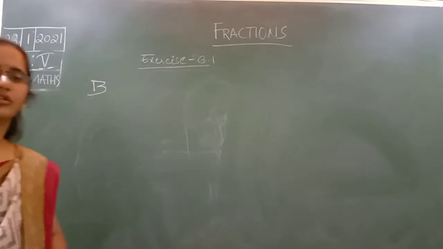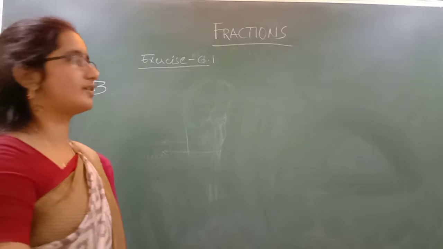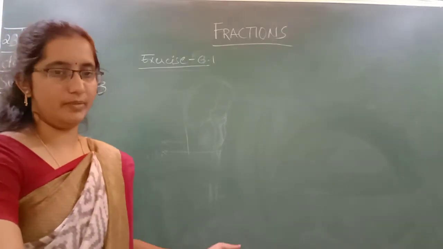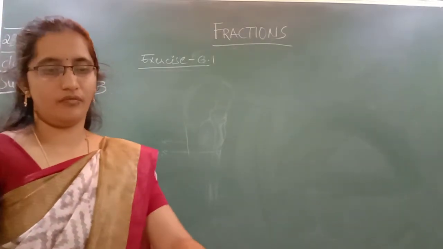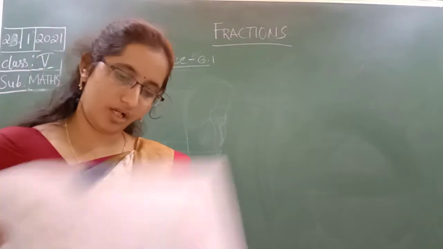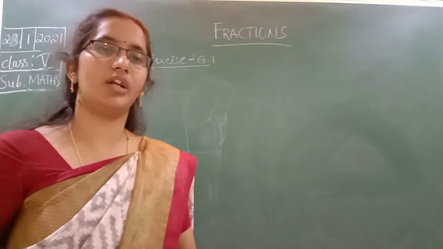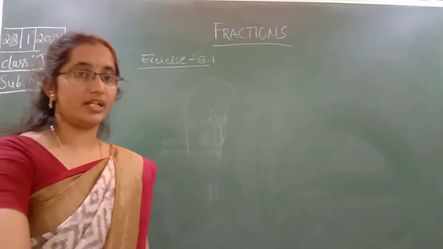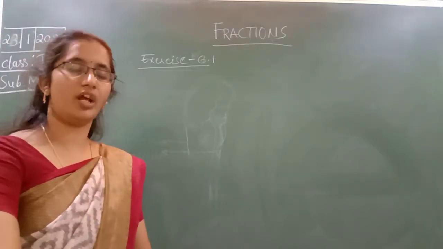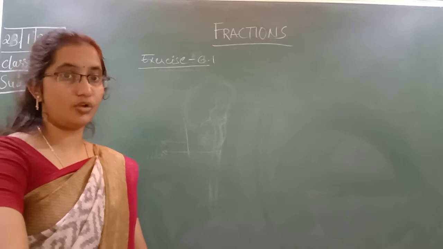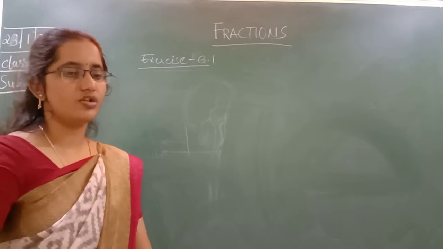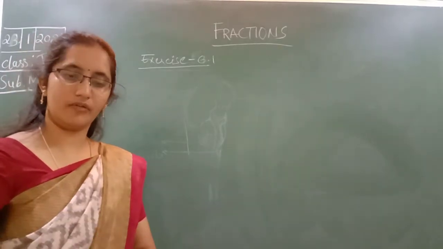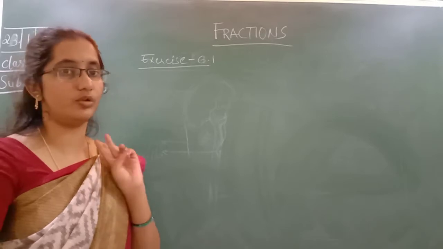Good morning, children. Today we are going to discuss exercise 6.1 B bit. Up to yesterday, we have done A bit and we discussed equivalent fractions: how we will test whether a given one is an equivalent fraction, and we also learned how to form an equivalent fraction. So to form an equivalent fraction, we have two terms.